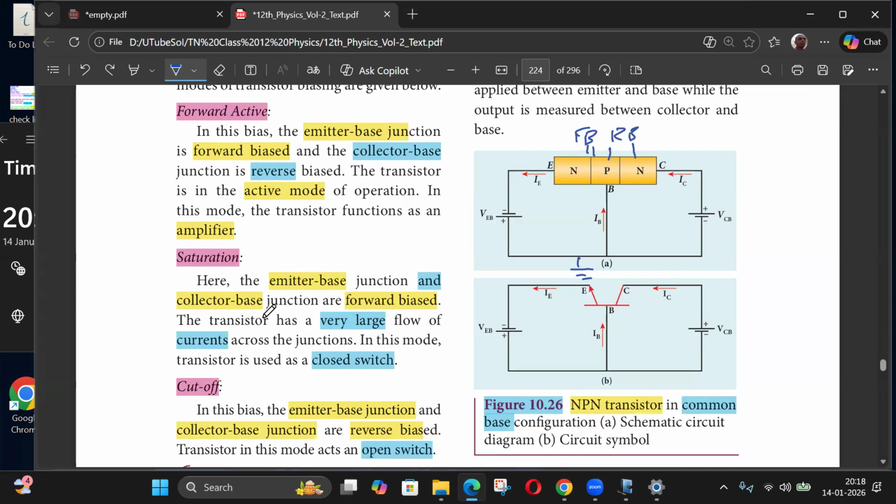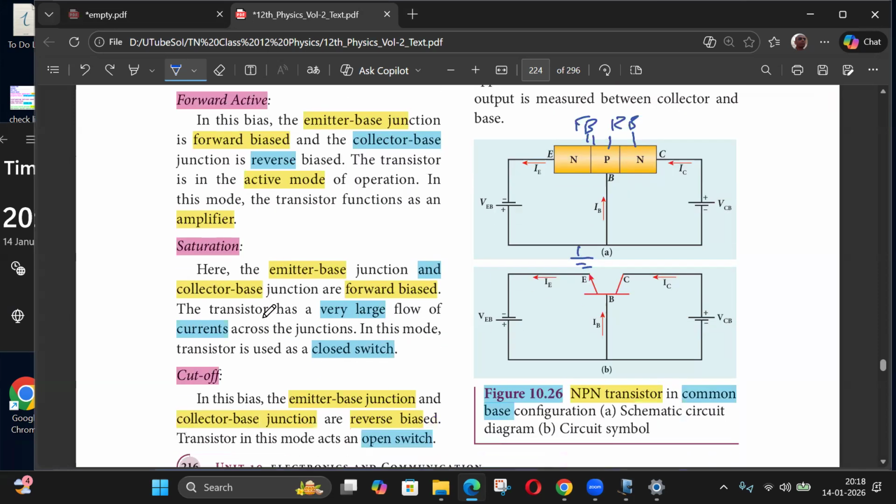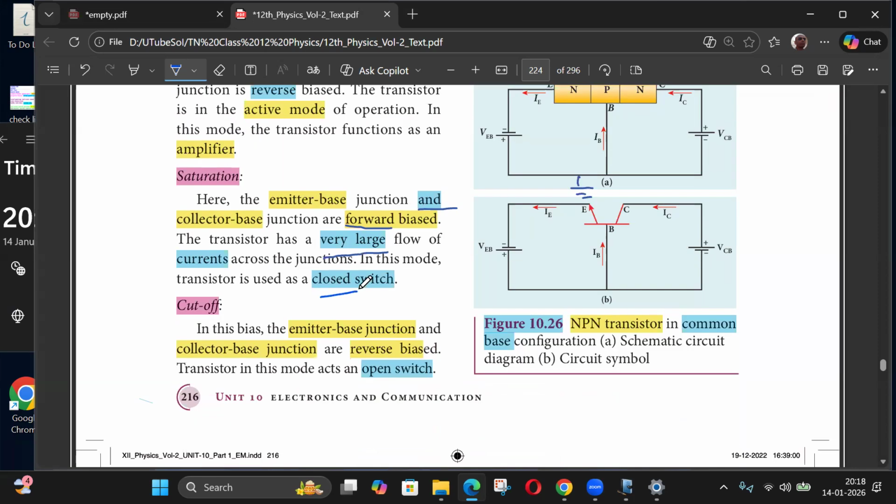Saturation means both should be on, or both should be forward biased: emitter base and collector base forward biased. A large current will flow. It's like a closed switch. Cutoff means both should be reverse biased. It's like an open switch.